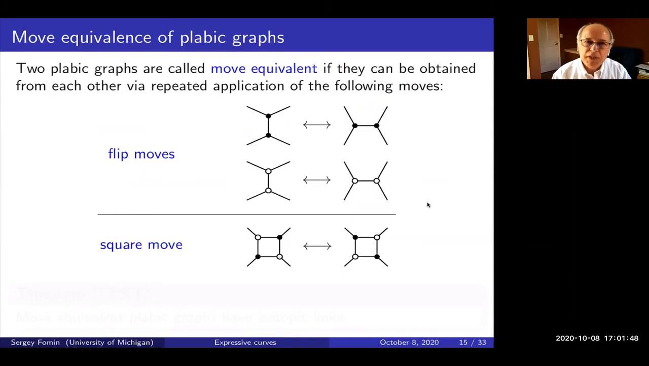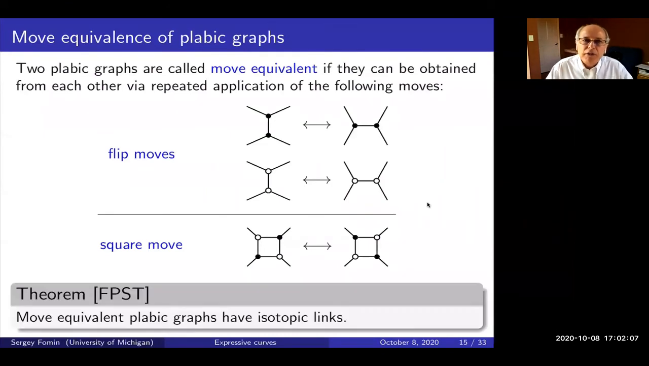And then the interesting move is the square move, where I take a local picture that looks like a roundabout with alternating colors, and I change the colors to the opposite ones. And why is this a natural thing to consider? Because it turns out that these operations do not change the isotopy type of the associated link. So the link of a Plabic graph doesn't change when we apply these local transformations. So the natural thing to consider is really not a Plabic graph, but its equivalence class under these skein transformations. Questions?